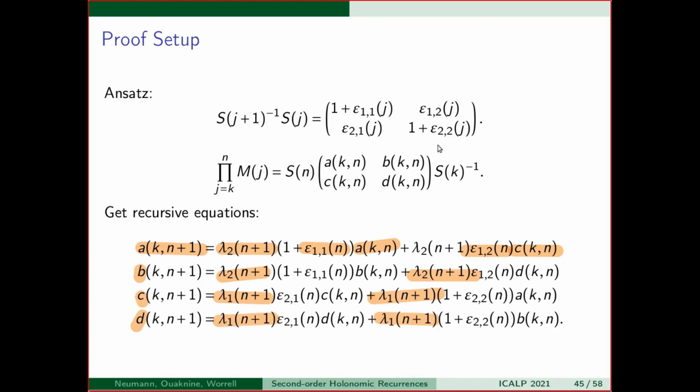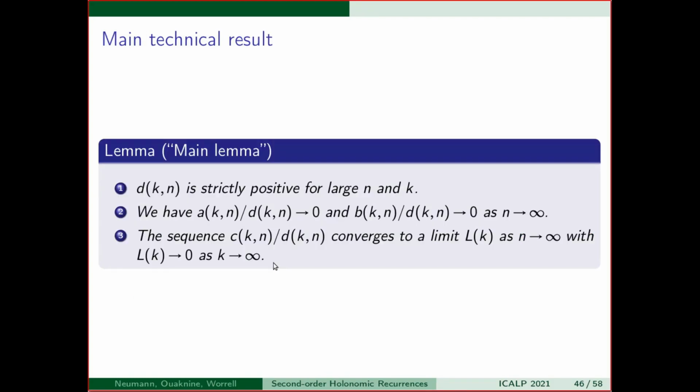And now the main work you have to do is to show that you can relate these quantities given by these recursive equations in a meaningful way. So more precisely, we're going to show that there's no cancellation in the recursive equation for d_k(n). So d_k(n) is strictly positive for large n and k. And a_k(n) divided by d_k(n) will converge to 0 as n goes to infinity for each fixed k. Likewise, b_k(n) divided by d_k(n) will converge to 0 as n goes to infinity.